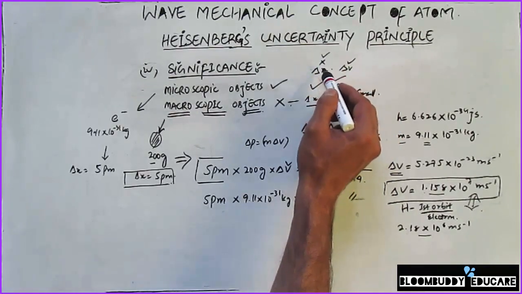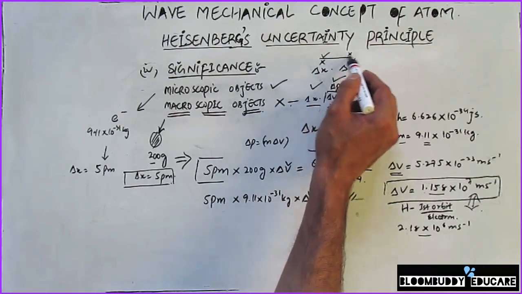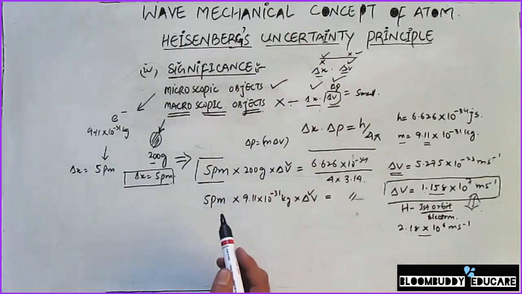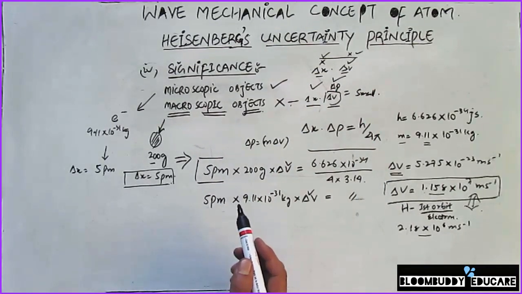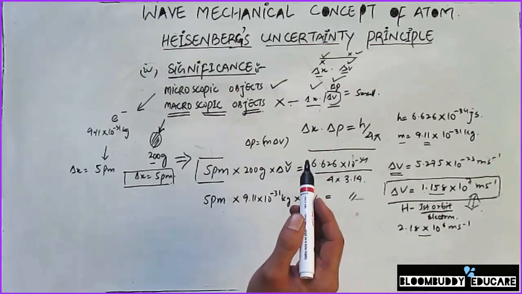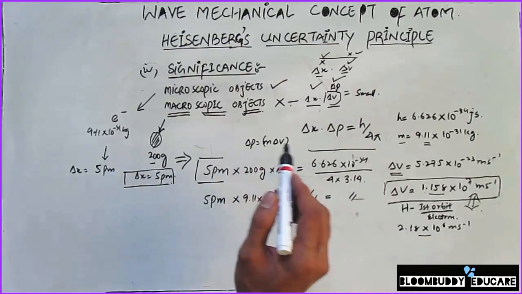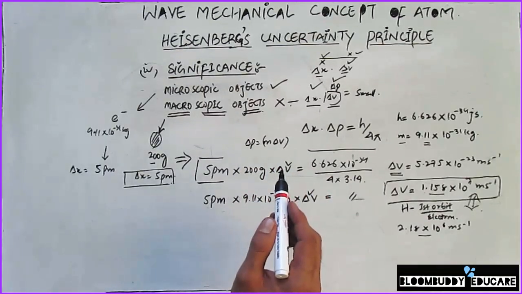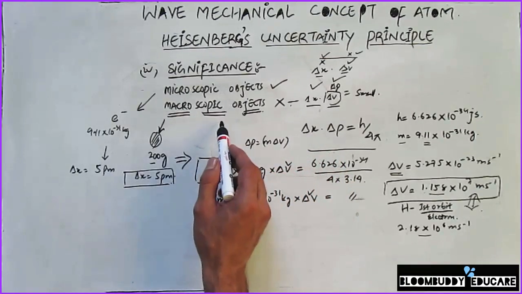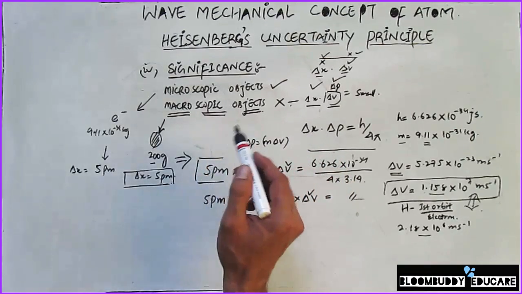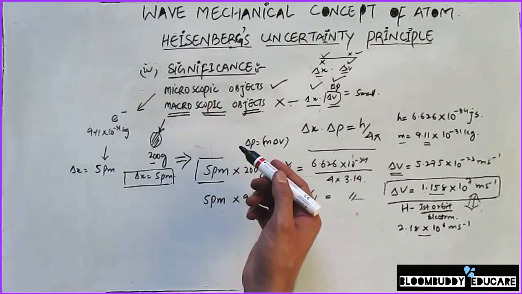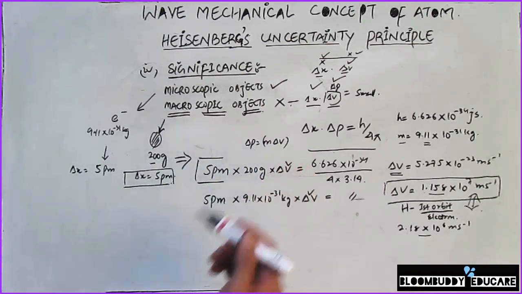So if you have a precise value for position, then there is no precise value for velocity, and if you have a precise value for velocity, you are not going to have a precise value for the position of an electron. In other words, both of them cannot be determined with accuracy at one point of time. So overall, this discussion clearly shows that Heisenberg's uncertainty principle has no significance for macroscopic objects, while it's a very important consequence when we deal with atomic or subatomic particles like electrons and protons.